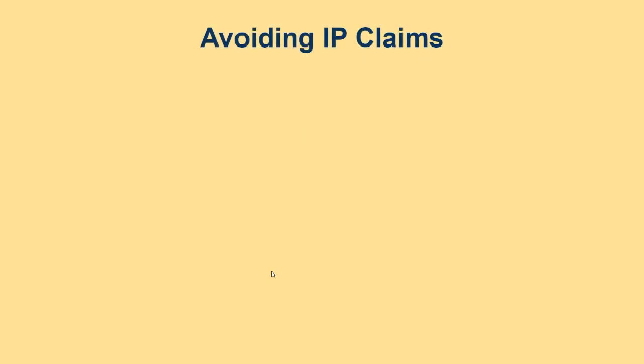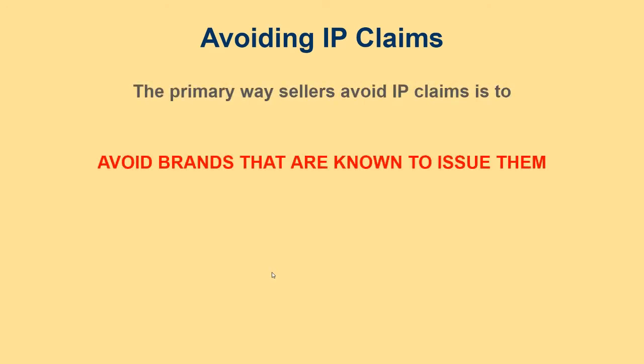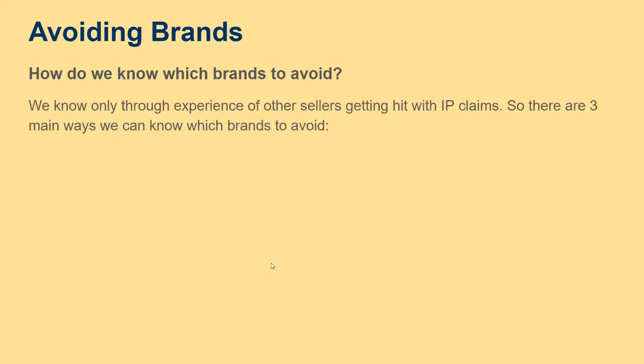Now, that brings us to an important issue: how do we actually avoid the IP claims? The primary way that sellers avoid IP claims is really to avoid the brands that are issuing the claims in the first place. That's really all you can do. Here's the problem. In doing that, Amazon does not actually tell us which brands to avoid. They don't give us a list, as I said before. So in avoiding brands, here's some of the things that we can do. For one, we really only know through experience of other sellers getting hit with IP claims. That's pretty much how we know which brands to avoid.